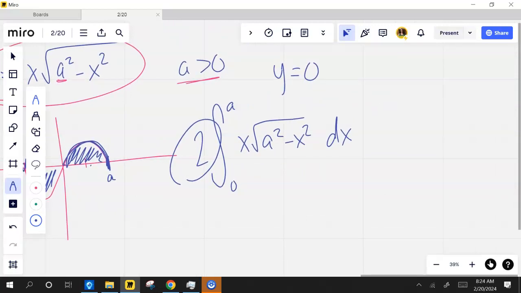Now I need to find the antiderivative. So this one I'm probably going to use a u substitution. Did we have to solve this all the way? What would you let u be?